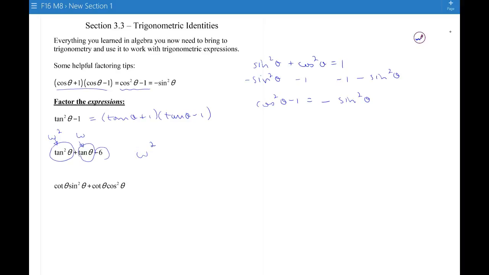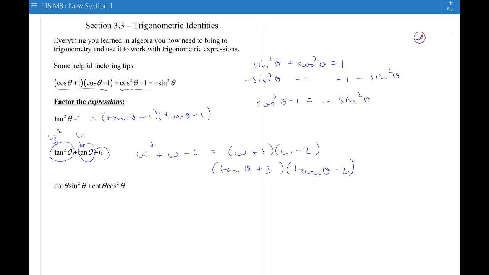So if it's helpful, you can switch to w's and say, oh, this looks like w squared plus w minus 6. Well, that I can factor because I remember how from algebra. And so I'm going to have plus 3 minus 2 in either order. And so then I can go back to, oh, but I had tangent theta, not w. So you don't have to do this substitution step, but if it helps you see the structure of what it is that you're trying to factor.